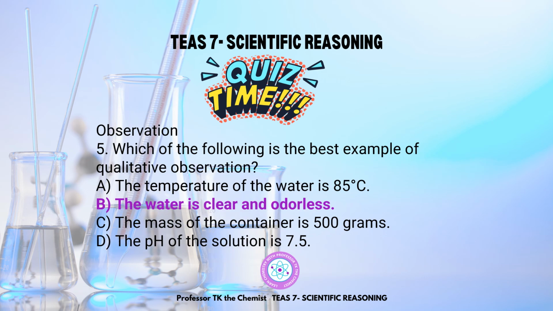The correct answer is B, the water is clear and odorless. This is correct because qualitative observations describe characteristics that cannot be measured numerically. A, C, and D are quantitative observations as they involve numerical data.